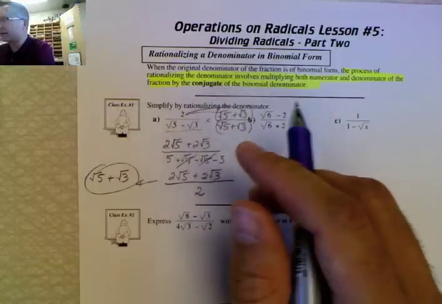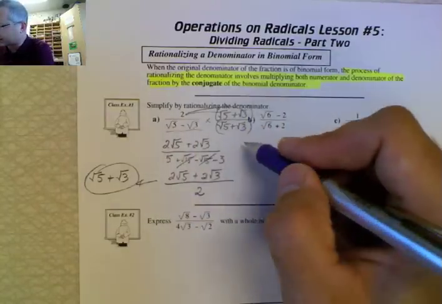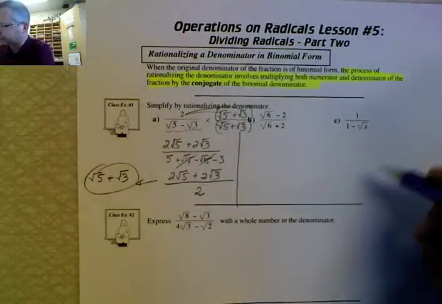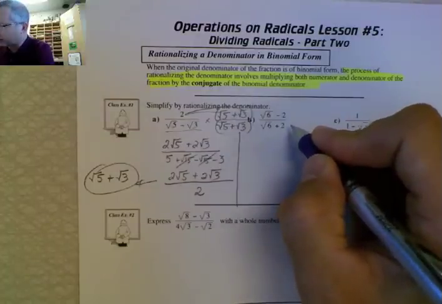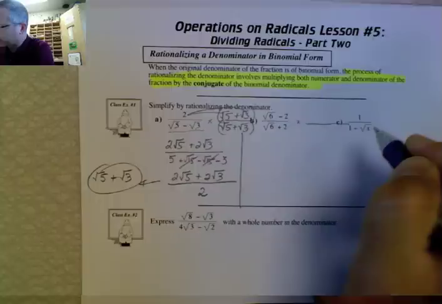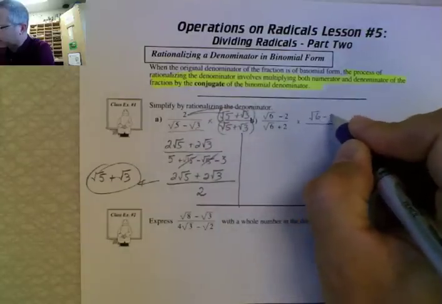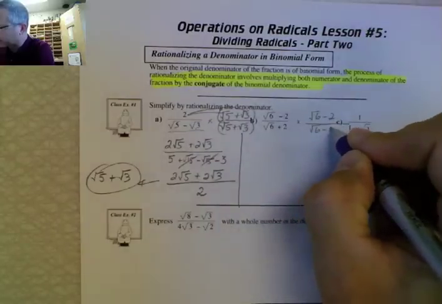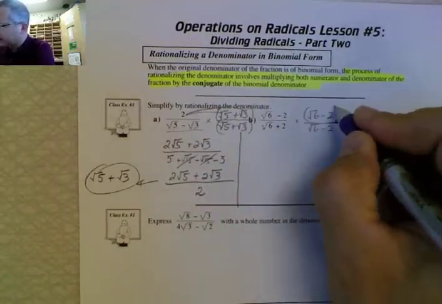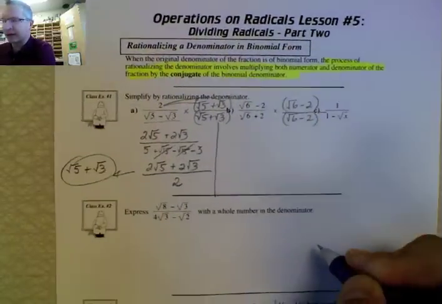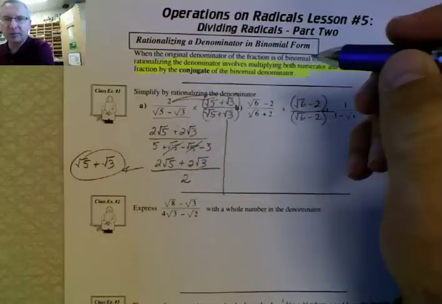No, that's not the case, and you're going to see that in the next example, so don't assume that. So when we get to the next example, we have to come up with the conjugate here. So the conjugate is root 6 minus 2. Remember, you keep the same terms, but you change the sign between them. Now we have binomials times binomials that we need to multiply out.